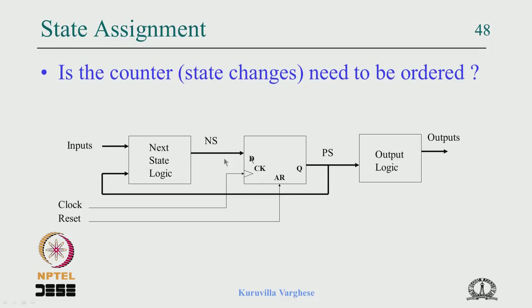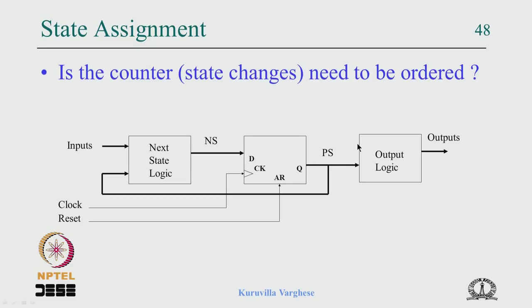Sometimes it is convenient to generate the output not only as a decode of present state but as a function of both present state and input. So you can imagine this input is coming here and you decode the output as a function of present state and the input, okay. So it may happen that some outputs are decoded from the present state, some outputs are decoded from the present state and the inputs, okay.